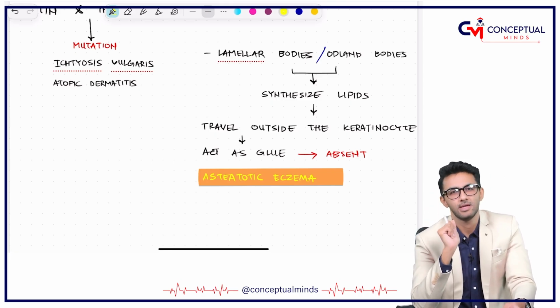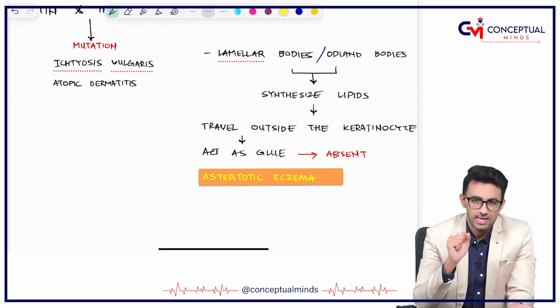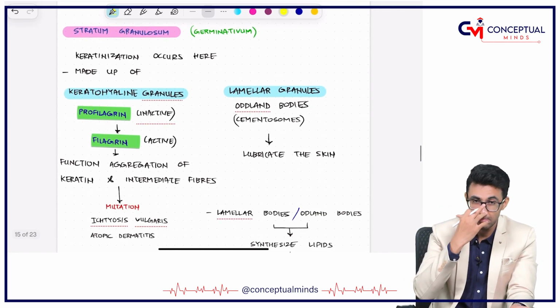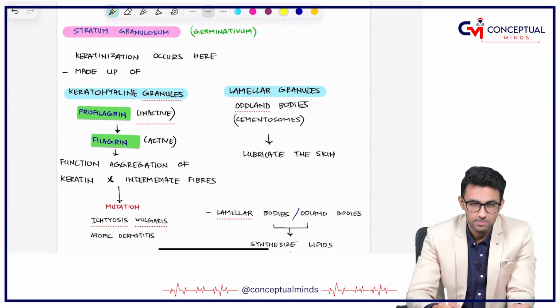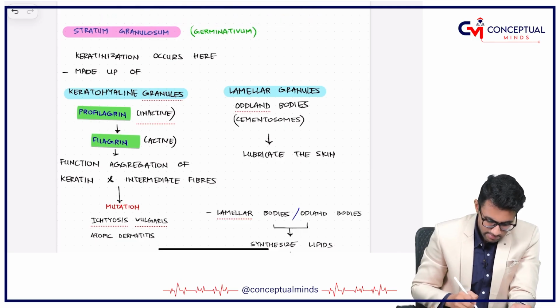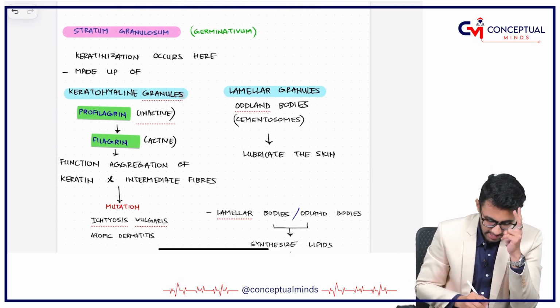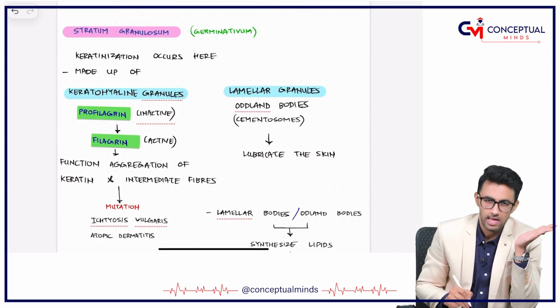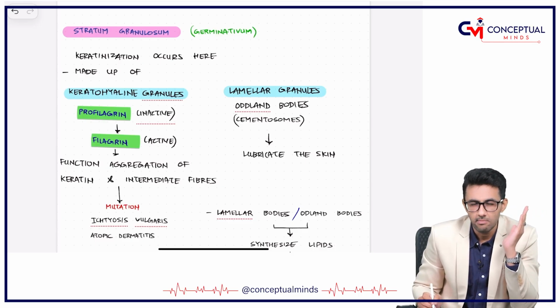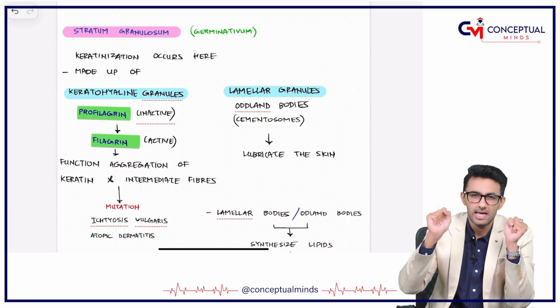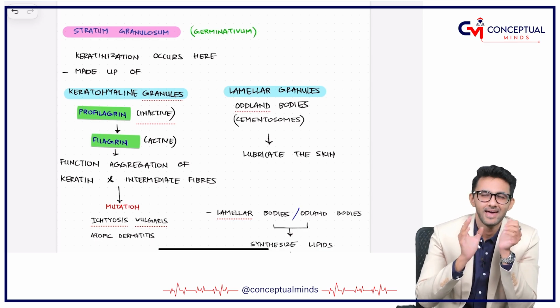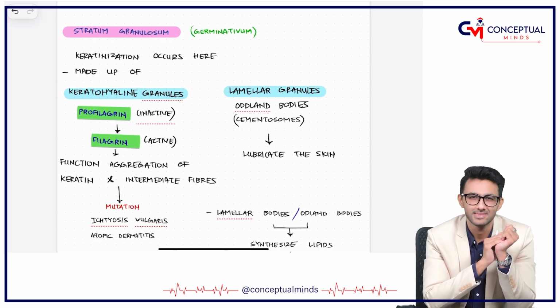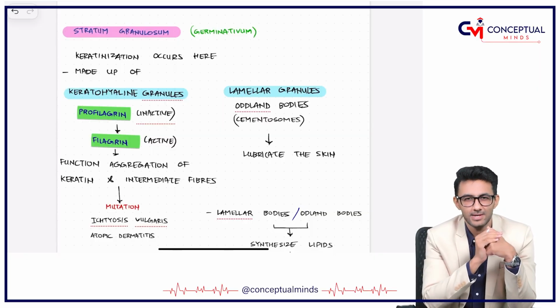The Odland bodies. So just revising this topic once again, how did we start with this? Stratum granulosum, and it has two granules, the keratohyalin granule and the lamellar granules, Odland bodies. The keratohyalin granules are responsible for converting profilaggrin to filaggrin. What this does is catch things and keep things in place. And Odland bodies synthesize lipids. If they are absent, they are going to cause eczema.